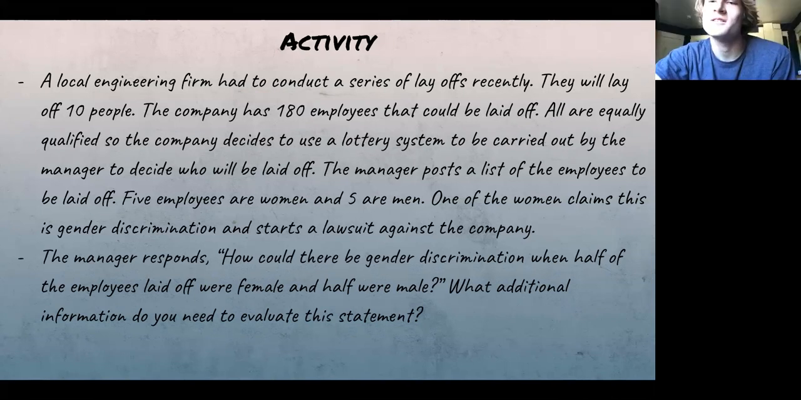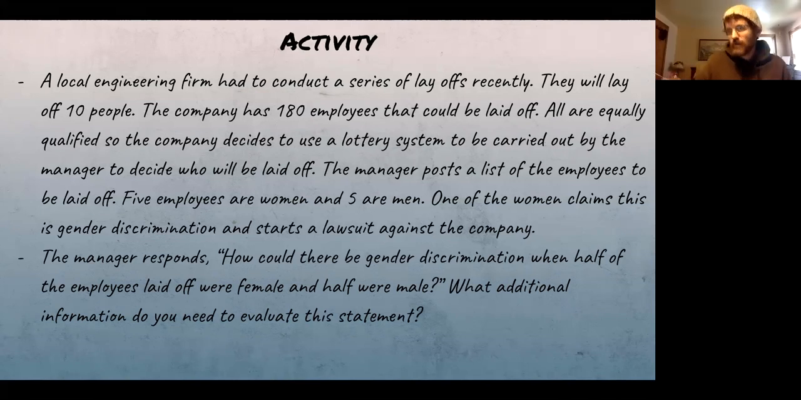You need the proportion of men and the proportion of women in the 180 employees. Perfect. You guys got it. I'm sure a lot of you were thinking the same thought, so that's going to go a long way toward determining if this is discrimination or not. So I'll go ahead and give that information to you. 60 of the 180 are women. So I'll just put F for female. And that means 120 of the 180 are male.